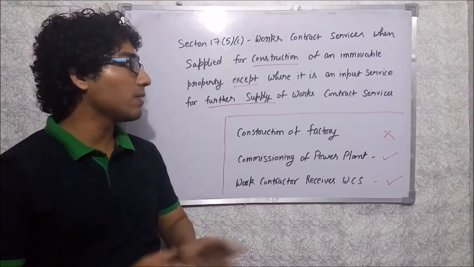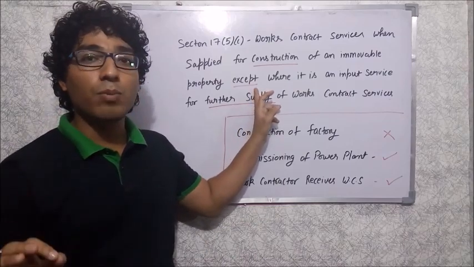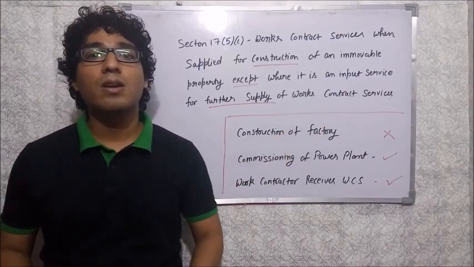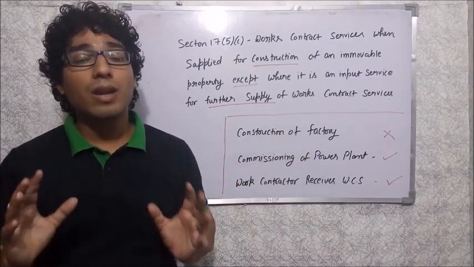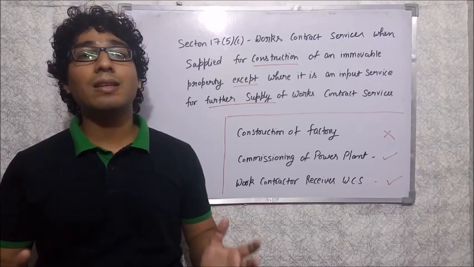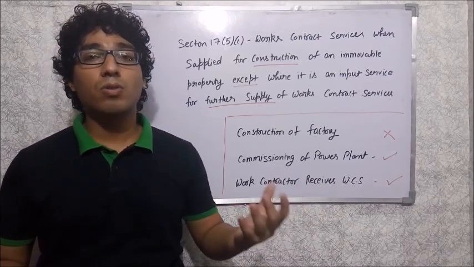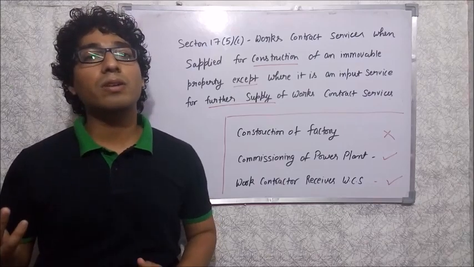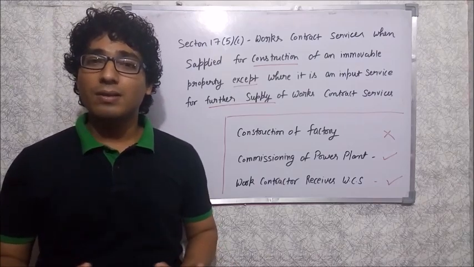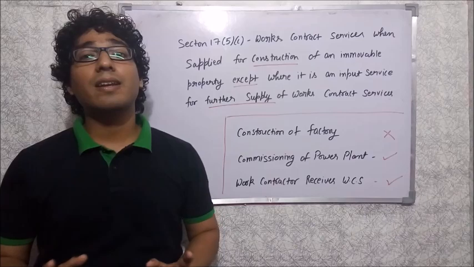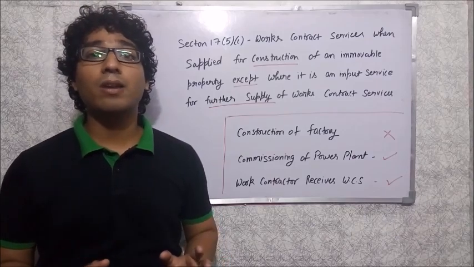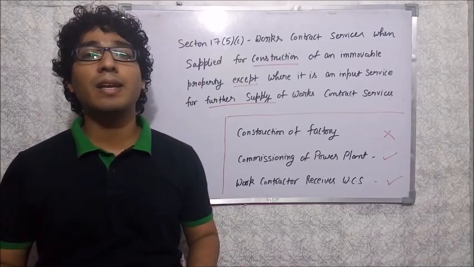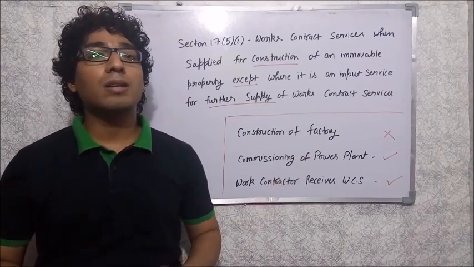But there is an exception to this, except where it is an input service for further supply of works contract services. It means that a works contractor can take the input tax credit of the works contract services if that is his input service for further supplying of works contract service. So in simple terms, the input tax credit of the works contract service in respect of the construction of immovable property, only the construction, is outside the scope of the input tax credit.